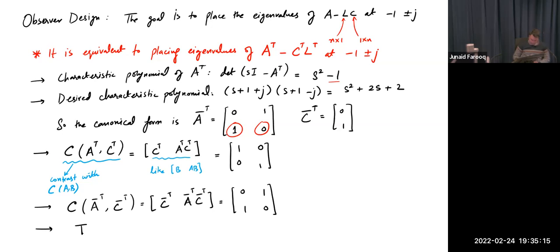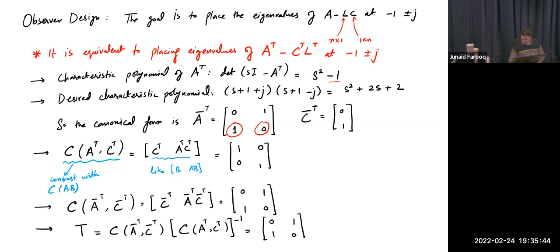Then we come to the transformation matrix. So this T is C A bar transpose C bar transpose times the controllability of A transpose C transpose inverse, which is going to be 0, 1, 1, 0 times 1, 0, 0, 1 inverse, and it turns out to be simply 0, 1, 1, 0.